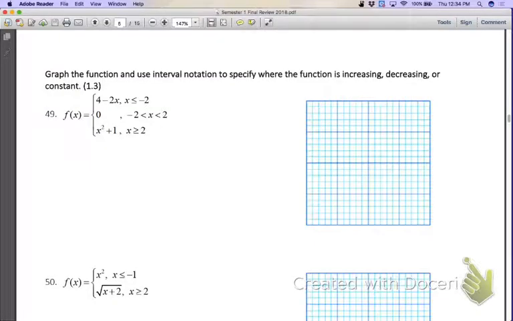Problem 49 is a piecewise function, and it says to use interval notation. We've got to graph it, and then use interval notation to specify where the function is increasing, decreasing, or constant. This is a good one to look at.